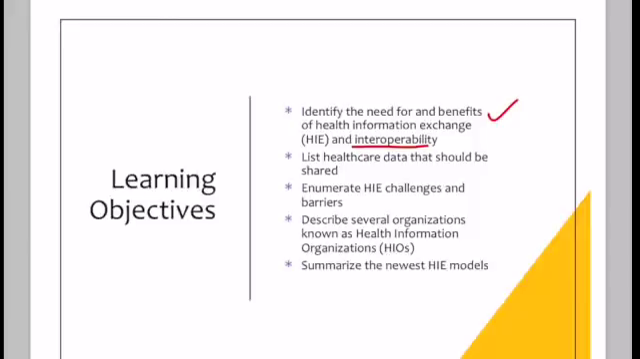Then secondly, we'll discuss healthcare data, which should be shared, how the data is currently being shared and how it should be shared. Thirdly, we will highlight and list the HIE challenges and barriers. Then we will discuss organizations such as HIOs and the roles of HIOs. And at the end, we will summarize our learning objectives.